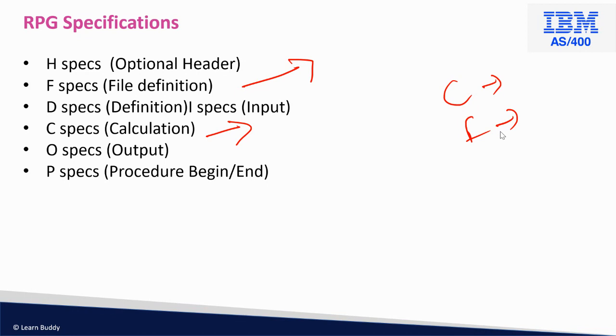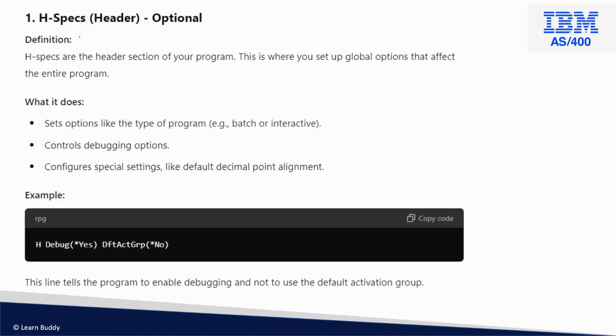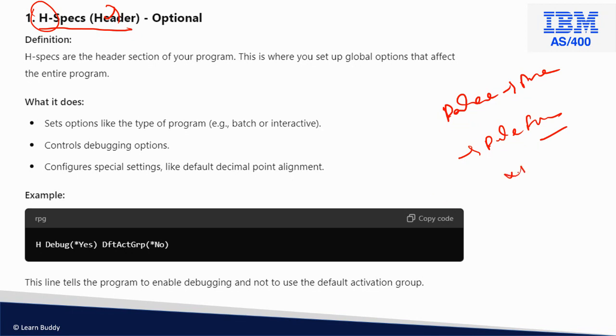We can see this now. First we'll discuss the H specification. H means header. Okay. So header specification. What is the use of header specification? For example, you have a program and you want to control options globally, which means you have 5,000 lines of program and you want to control one operation. For example, you have a date program and you are doing some date format changes in that program. Whenever I perform date format changes, the date format should be in something like *MDY or *ISO format, so that you can control in the H specification.